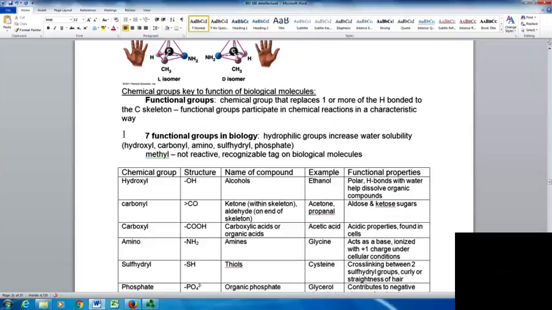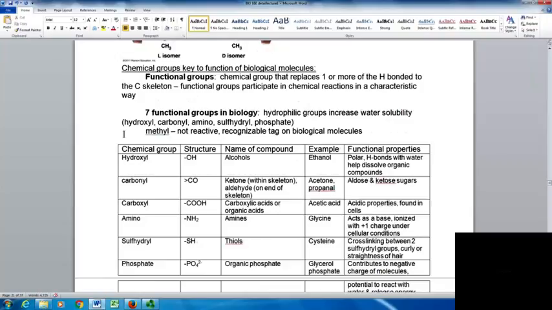biology today. So the hydrophilic groups, these can be used to increase water solubility. These include the hydroxyl, carbonyl, amino, sulfhydryl, and phosphate groups. Methyl groups aren't very reactive, but they do put a recognizable tag on biological molecules. So we can use these when we're trying to control transcription or translation, turning on and off a gene.